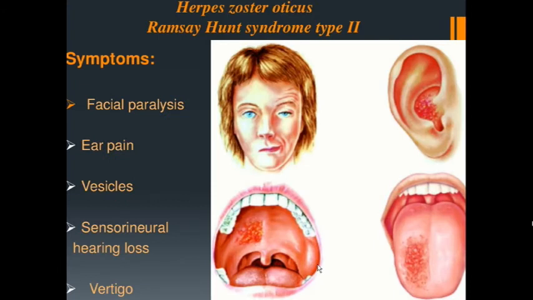Second, so one is Bell's palsy. Coming to the second one, which is herpes zoster oticus, otherwise known as Ramsay-Hunt syndrome. Here what happens? Facial paralysis associated with ear pain is a very painful condition. Okay, it is due to herpes zoster infection. Vesicles will be formed with sensory neural hearing loss and sometimes even vertigo.